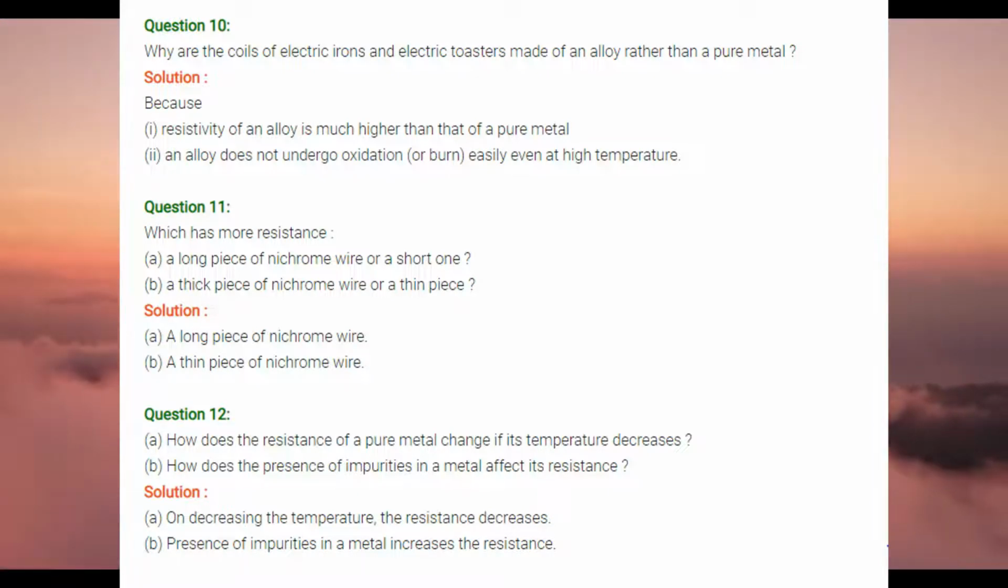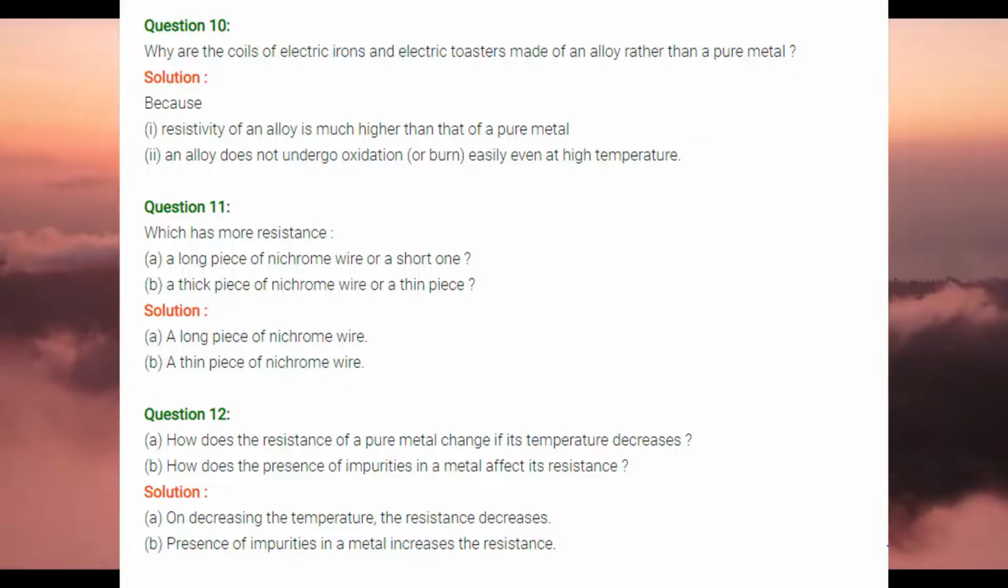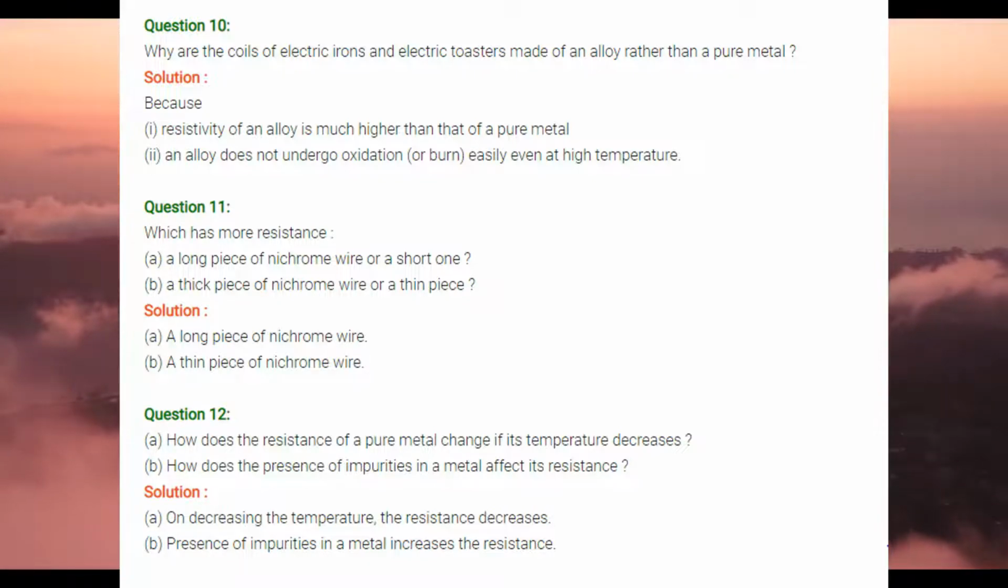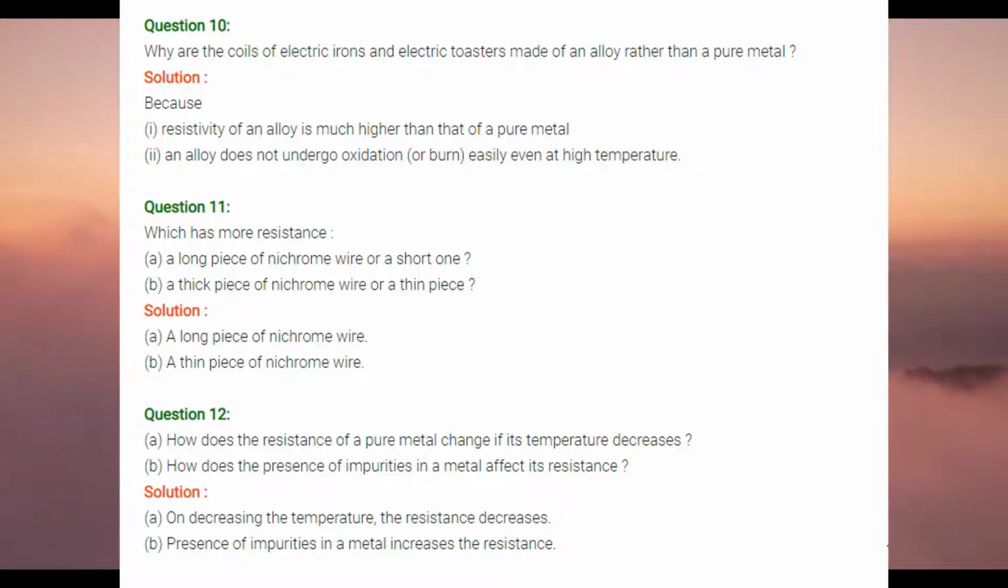Question 12. A. How does the resistance of a pure metal change if its temperature decreases? B. How does the presence of impurities in a metal affect its resistance? Solution: A. On decreasing the temperature, the resistance decreases. B. Presence of impurities in a metal increases the resistance.